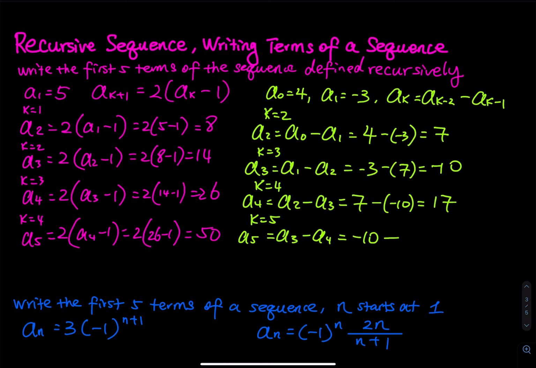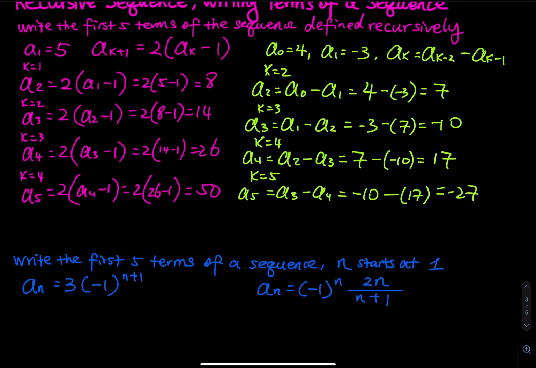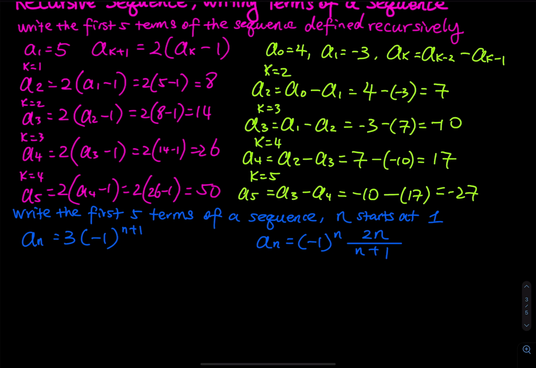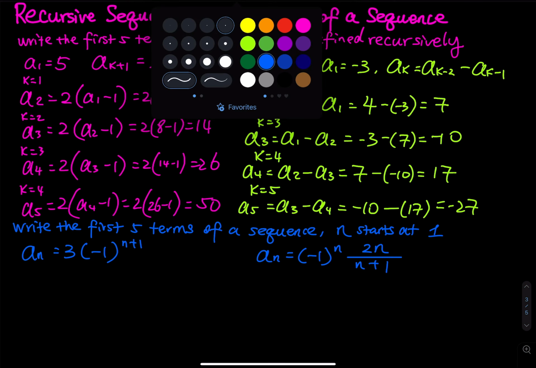Minus a of 4 is 17, so that is equal to negative 27. So the first 5 terms are there. And then in the next exercise, the one in blue, write the first 5 terms of a sequence, and I want to let n start at 1. So to save myself some space, I am going to move this up. Okay, let me match the color as well.